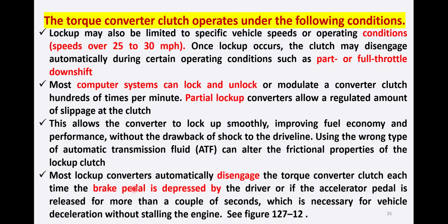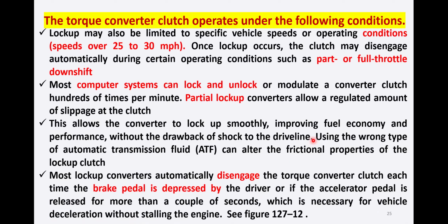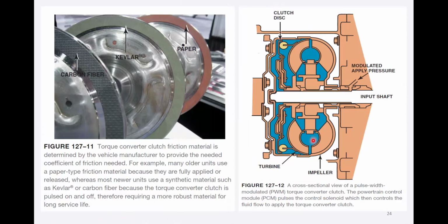Most lockup converters automatically disengage the torque converter clutch each time the brake pedal is depressed by the driver. So everything depends upon your foot. Most lockup converters automatically disengage the torque converter clutch each time the brake pedal is depressed by the driver, or if the accelerator pedal is released for more than a couple of seconds, which is necessary for vehicle deceleration without stalling the engine. This was talking about this figure.